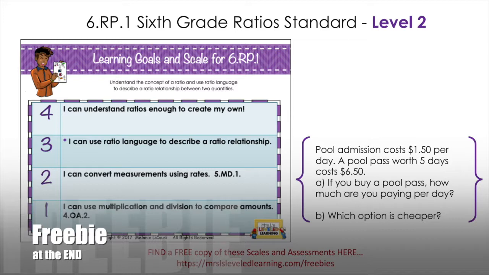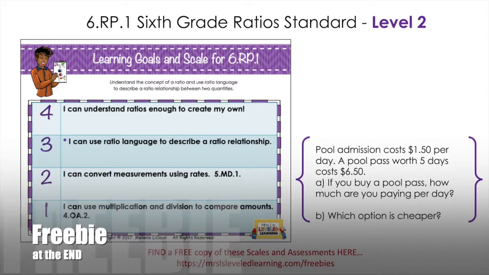So in this problem, pool admission costs $1.50 a day. A pool pass worth 5 days costs $6.50. The students have 2 questions. They may already be comparing the amounts using multiplication and division, which is what we just asked them to do at level 1. But now I'm going to ask them to do a little more with it.